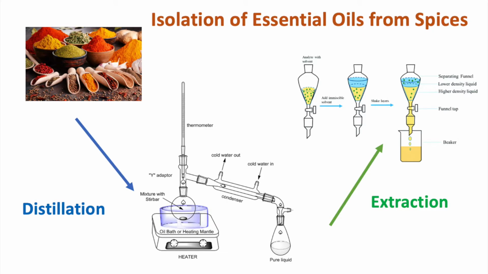The principal aim of this experiment is to provide experience with the extraction of essential oils from spices using distillation. Students will first isolate using distillation and then purify using extraction the key chemical compounds that contribute to the aroma and the flavor of some common spices.